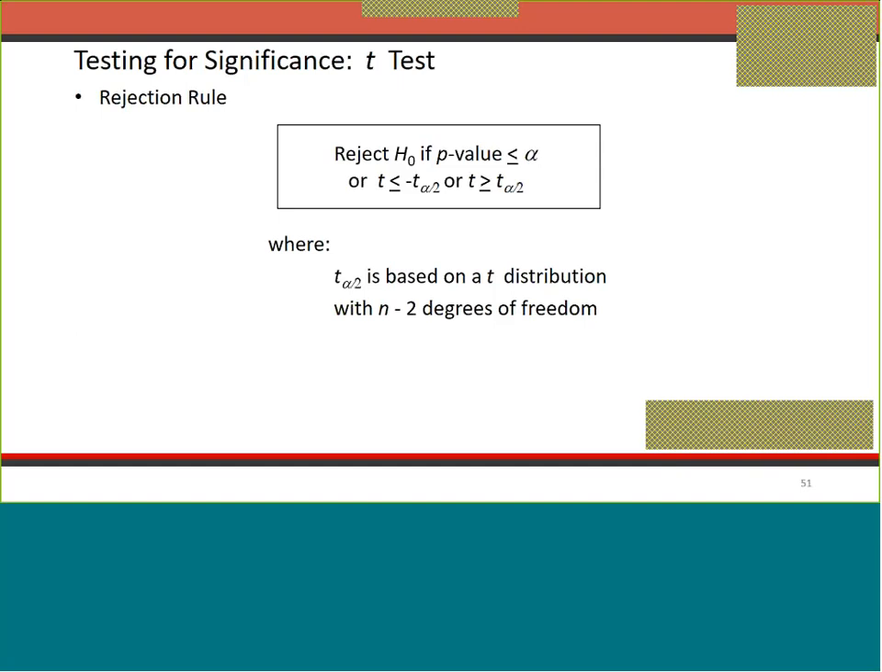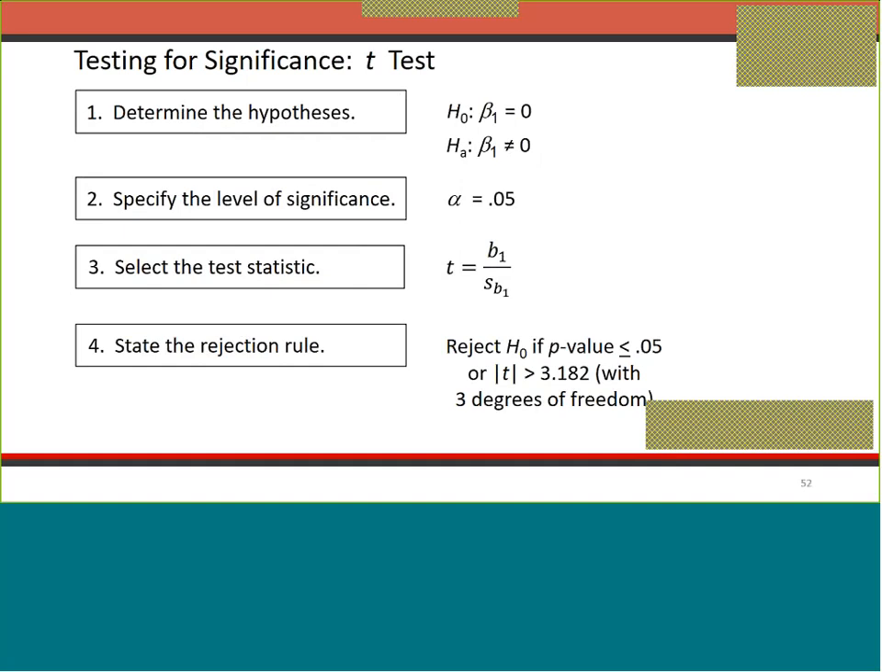As usual, the rejection rule is: reject if the p-value is less than or equal to alpha. Otherwise, we use a two-tailed test: if t is between minus t alpha by 2 and plus t alpha by 2, it is in the acceptance region; otherwise, it is in the rejection region. Please remember, we are using degrees of freedom n minus 2 because we have two unknowns, b0 and b1.